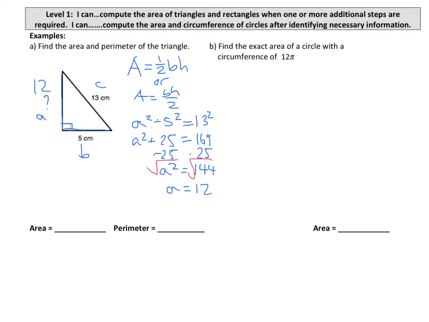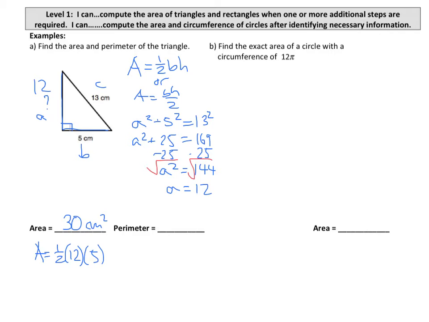And now to find the area, I do 1/2 base times height, which is 1/2 times 12 times 5, or 12 times 5 divided by 2. Either way, you get 30, and area is always square units, so square centimeters.